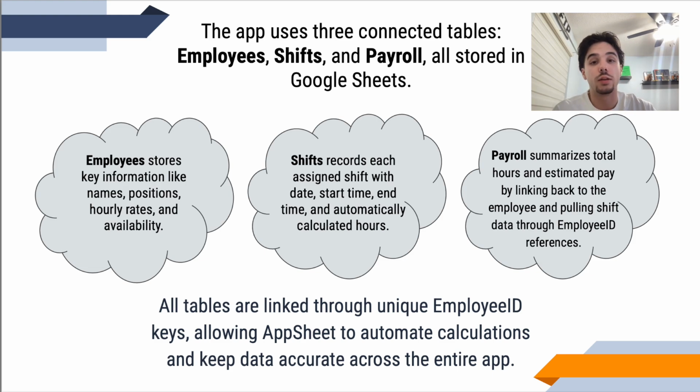So what my app is going to do is eliminate those issues by automatically calculating total hours worked, hourly wage multipliers, overtime pay, and weekly earnings based on the employee's assigned shifts. The app updates instantly whenever new information is added, meaning managers always have an accurate view of their labor costs and employee schedules.